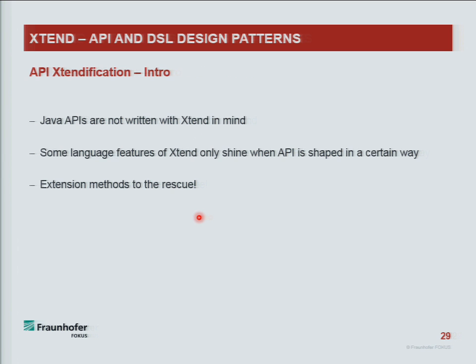Okay, API extendification. As I said, of course Java APIs are not written in a way that they can be used nicely with Xtend, right? Only some features of Xtend shine when the APIs are shaped in a certain way. For example, if the lambda is the last parameter, you can write it behind the function and wrap around. The last parameter should be the lambda, because otherwise you have the parameter list and then something wrapping around and then something in the end that you don't see anymore.